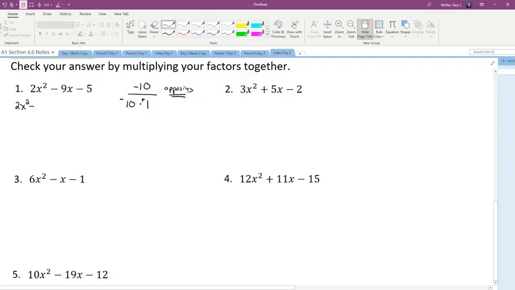2x squared minus 10x plus 1x minus 5. Factor out a 2x. Factor out nothing, a positive 1. And I get x minus 5 times 2x plus 1.